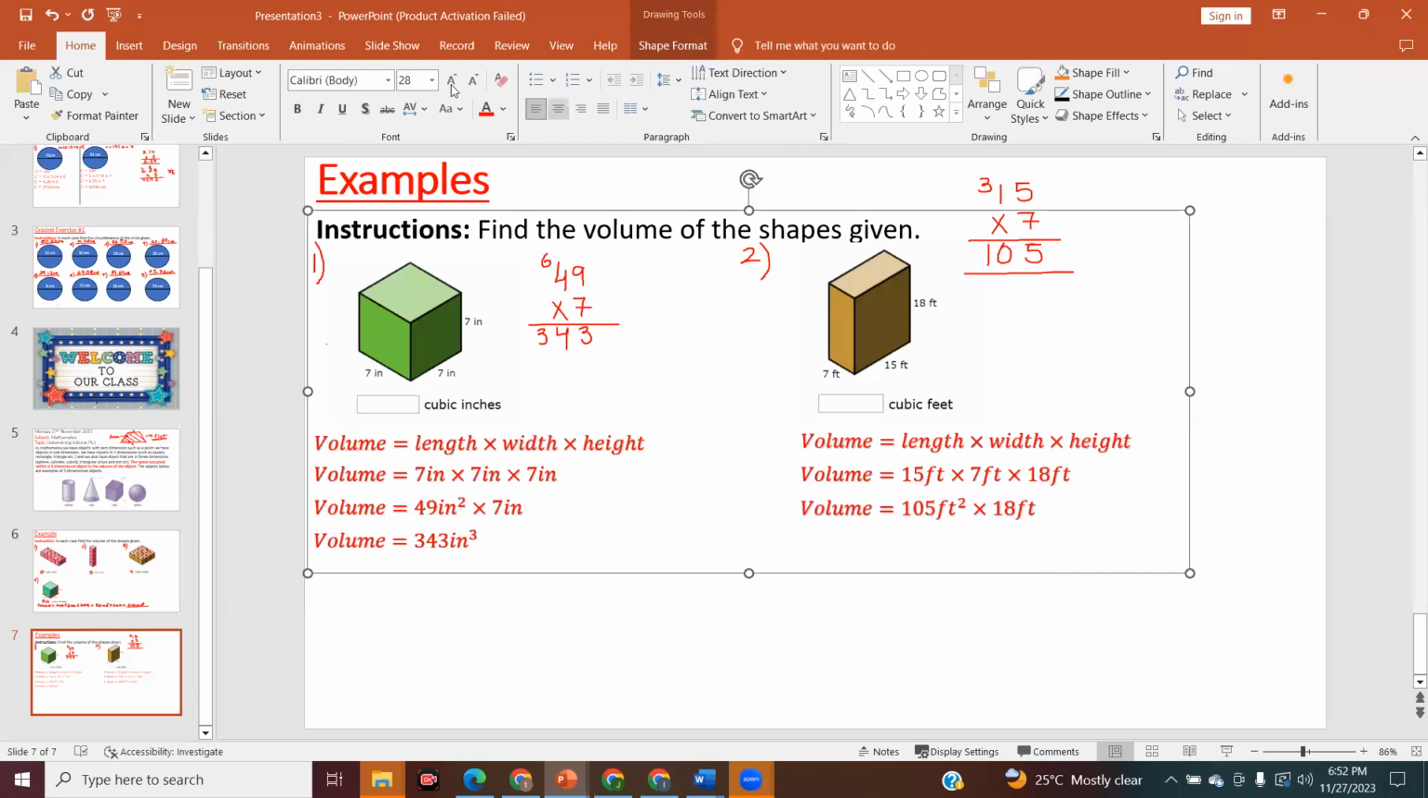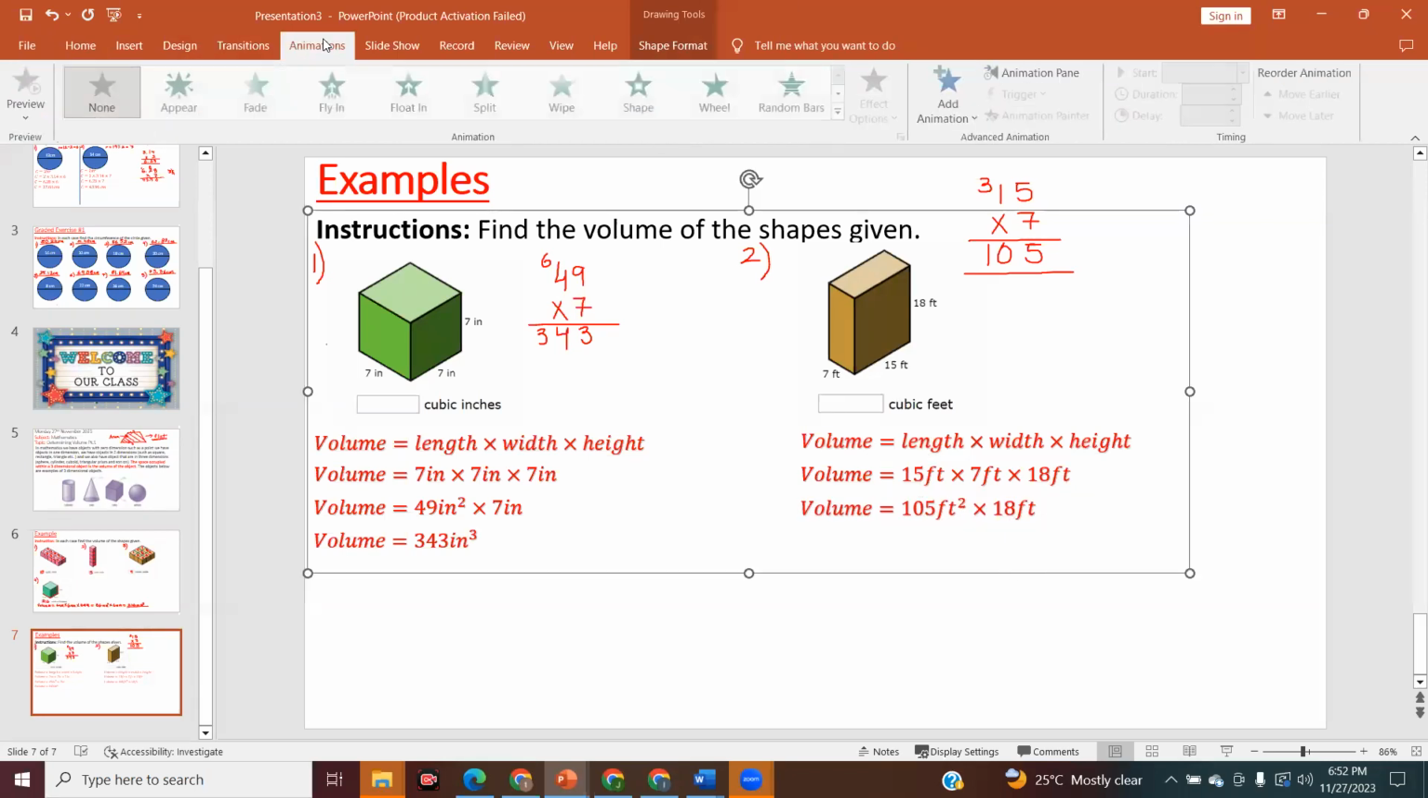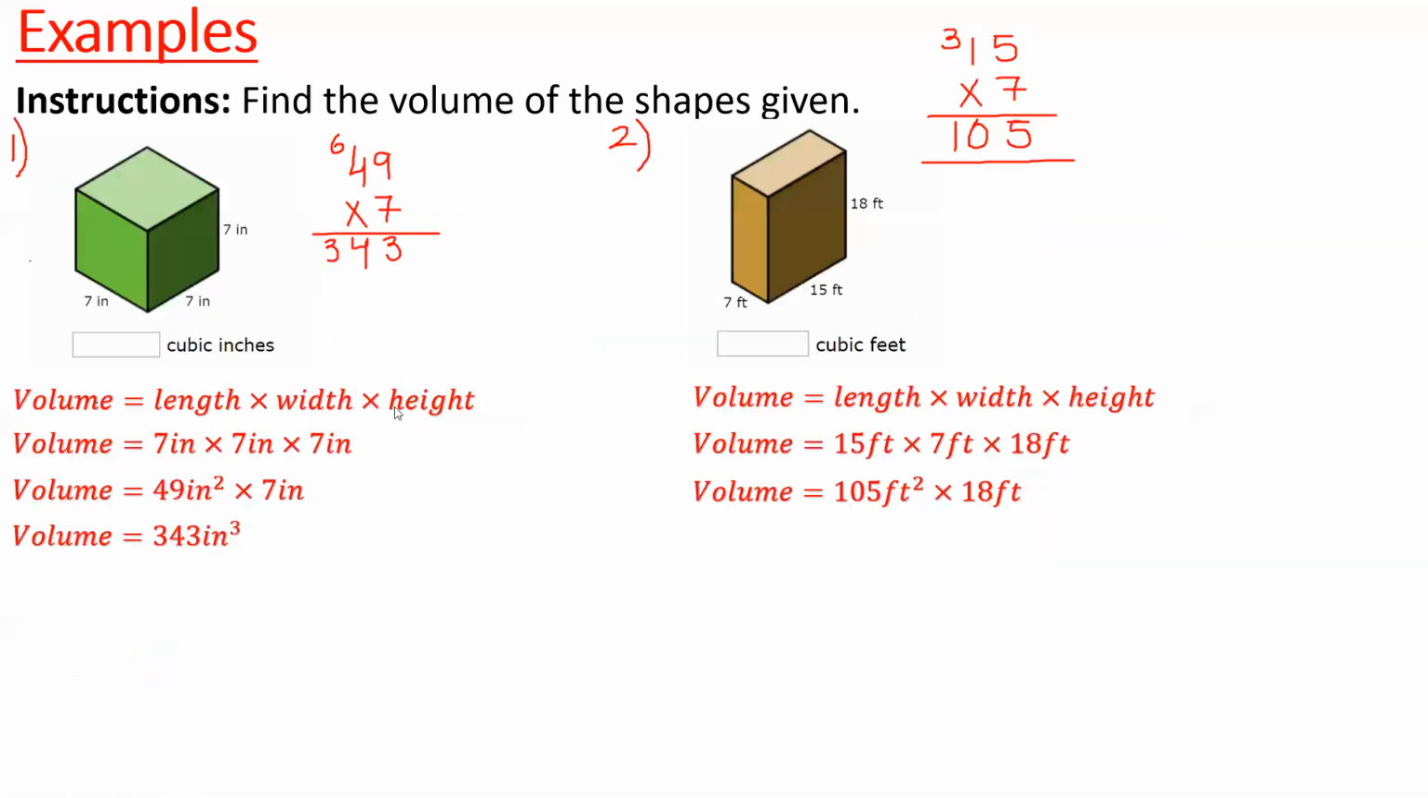Now, what's the next thing? Are we finished? No. So what's the next thing we have to do? 105 times 18. Very good. Multiply 105 by 18. So we have 105 multiplied by 18.